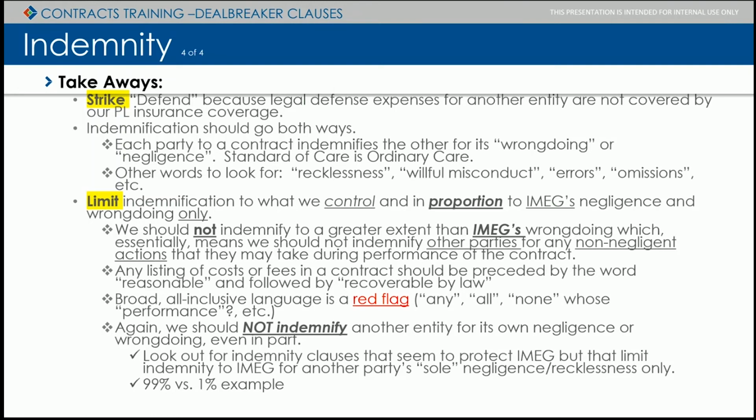All right. So I have a takeaway slide for each of these. If there's a small group of slides that I'd suggest you really highlight or pay attention to, it's these takeaway slides. I've really tried to distill all this information down to the nitty gritty with what I hope is practical advice on how to handle this stuff. So strike defend, because it's not covered by our insurance. Indemnification should go both ways. What that means is if I'm going to indemnify a party for our negligence, then they need to indemnify us for their negligence. I mean, that seems fair.